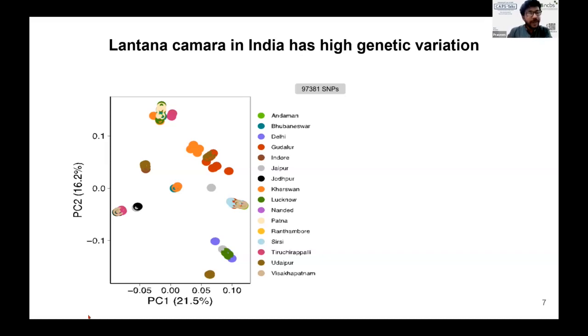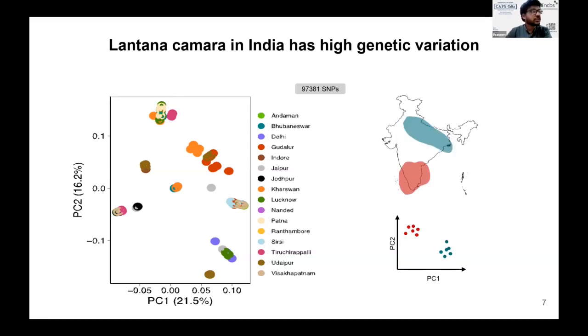Now if you look at the clustering pattern within the PCA, if individuals are clustered together, it means that they are genetically more similar. So usually one would expect a geography-based clustering where geographically nearby individuals will be genetically similar. So they should ideally cluster together, right? But here what we are seeing is not that. For example, if you look at these green dots here, these are the samples from Lucknow. These green dots are present in multiple clusters. So this indicates that geography may not be the major factor determining the genetic clustering of Lantana in India.